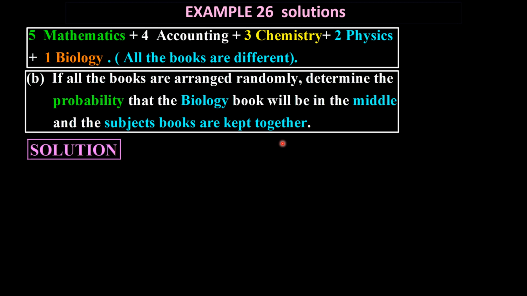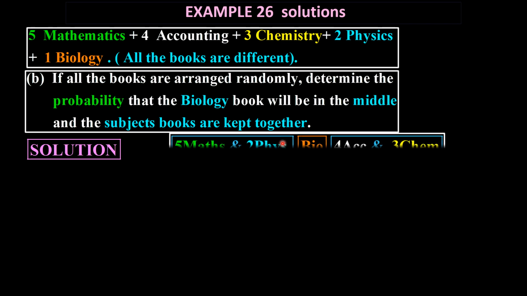Now if the biology book is in the middle, that means I have how many books? I have 15 books. So there are 14 books except the biology book. And if it's in the middle, how many books on the left? 7 books on the left and 7 books on the right. Now which subjects would make 7? Maths and physics and accounting and chemistry.